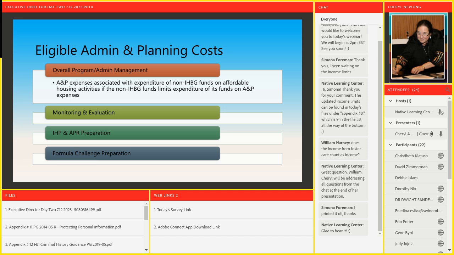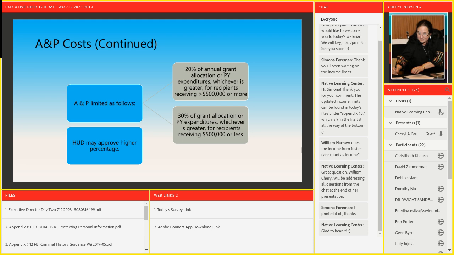That's why that's allowed. And if you pull that formula down off the internet, and it doesn't look like you're counting all your tribal members or something is amiss, you can challenge that formula preparation, and that is an eligible use of those A&P funds. So they are limited to 20% of your annual grant or program year expenditures, whichever is greater, for recipients receiving $500,000 or more. If you receive less than $500,000, it's 30%, okay? HUD can approve a higher percentage, but good luck with that.